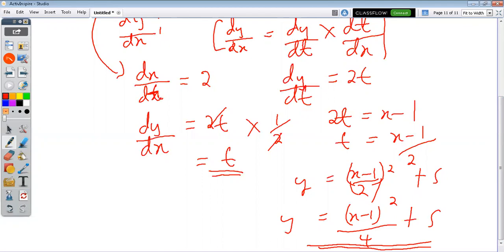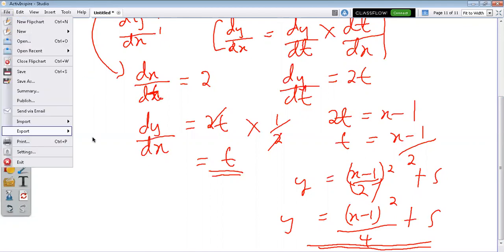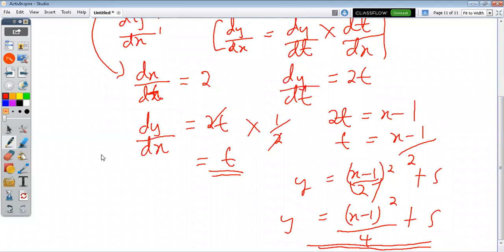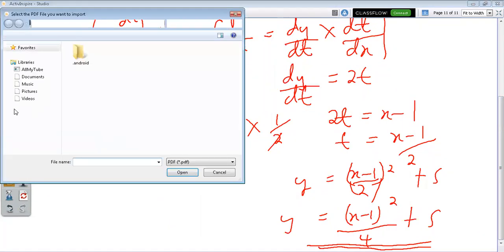Am I making sense? Just hold on. Get the worksheet. Parametric. Just do 1 or 2.